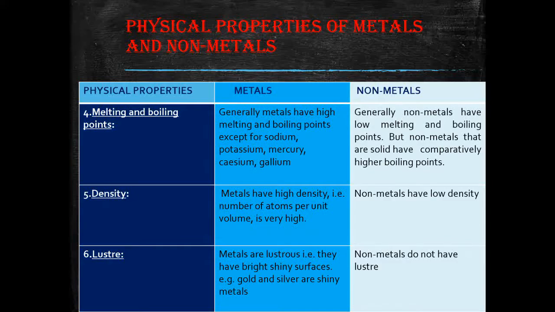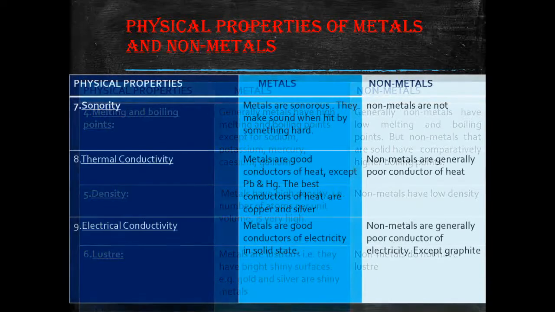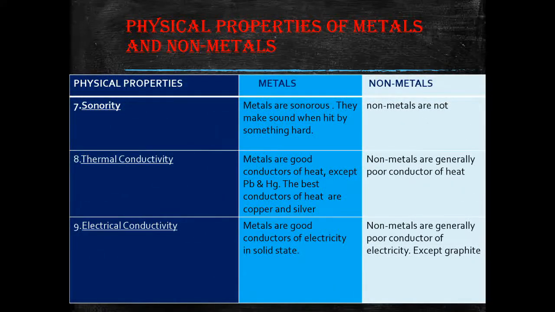Next is luster. Metals are lustrous, that is, they have bright shiny surfaces, whereas non-metals are not lustrous. For example, gold and silver are shiny metals. The seventh physical property is sonority. Metals are sonorous, they make sounds when hit by something hard, whereas non-metals are not sonorous.